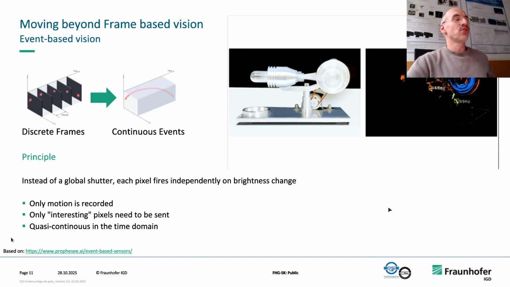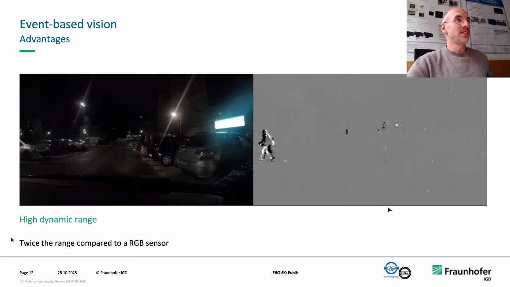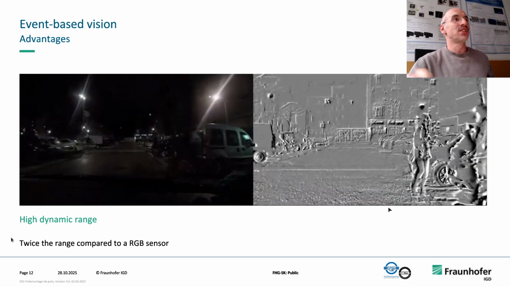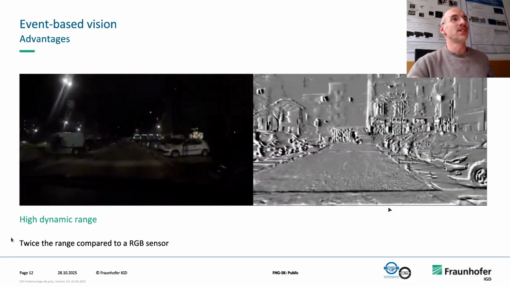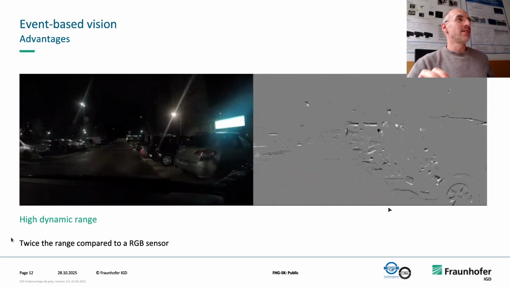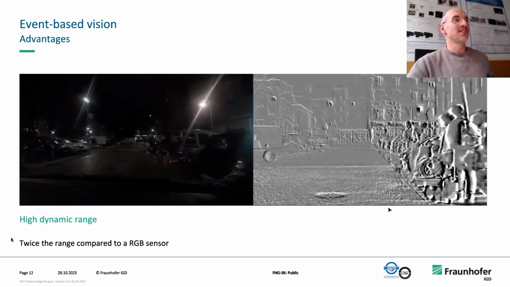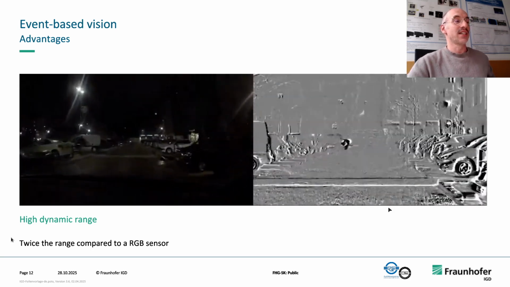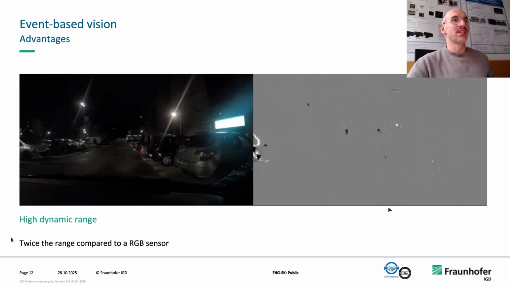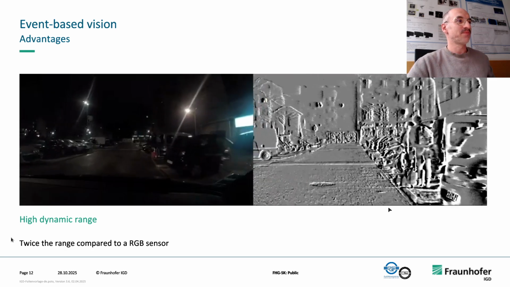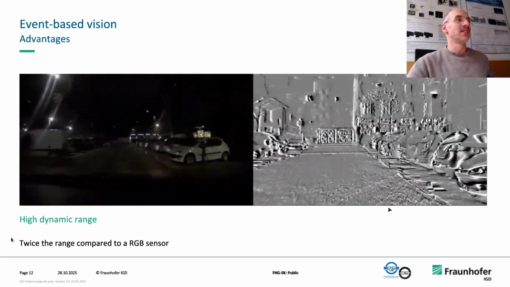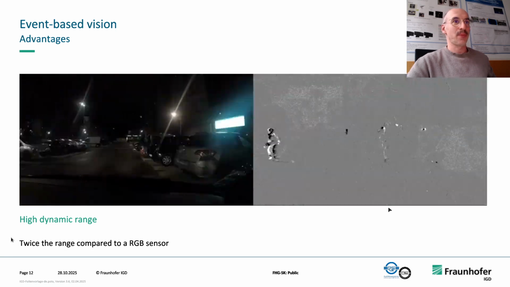A different advantage of event-based vision is its higher dynamic range, because each part of the frame can have its own shutter. We are not affected by being blinded by the street lamps like the frame-based vision on the left-hand side. So we can detect the pedestrians much more reliably, as you can see on the right-hand side of the frame. Typically, the event-based sensor has double the dynamic range of an RGB sensor.